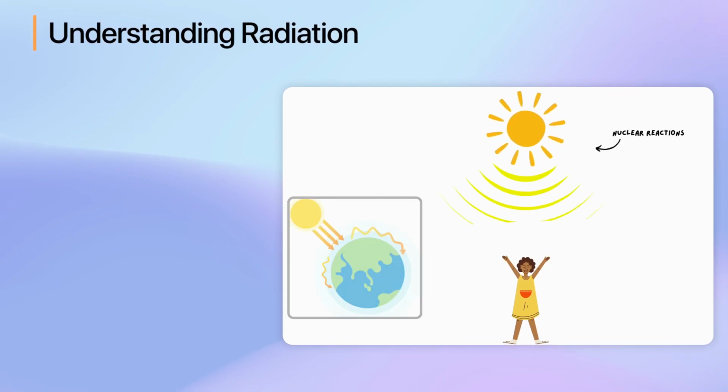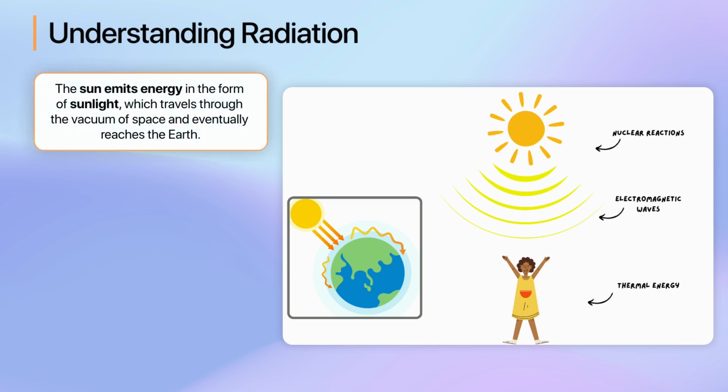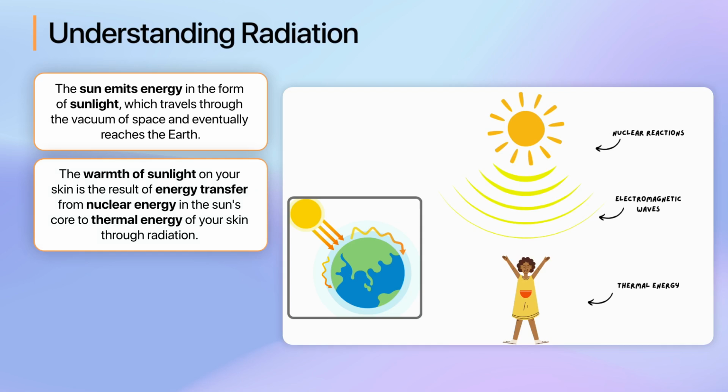Let's consider an example of electromagnetic radiation: sunlight. When you're standing outside on a warm day, the sun emits energy in the form of sunlight, which travels through the vacuum of space and eventually reaches the Earth. When the sunlight strikes you, you can feel its warmth on your skin. This sensation of warmth is the result of energy transfer from nuclear energy in the sun's core to thermal energy of your skin through radiation.